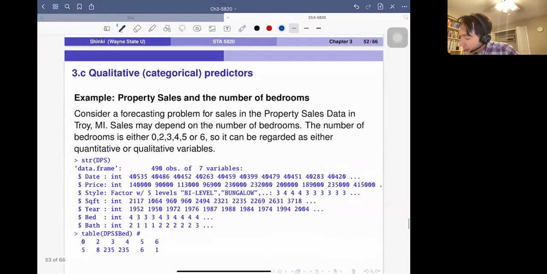Okay, so this is the property sales data. I downloaded it a few years ago, so that's why the price of houses is cheaper. 140,900. I think probably this is all by level. Yeah, so this is the property sales data in Troy, Michigan. Now the price is much higher. This is just after the financial crisis.